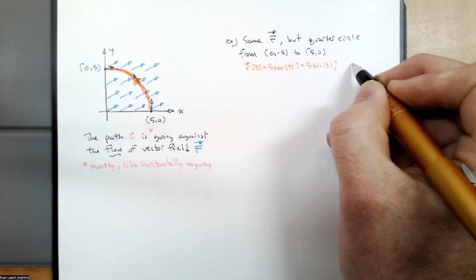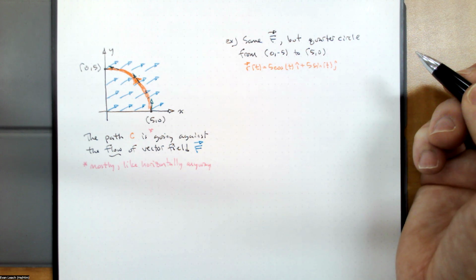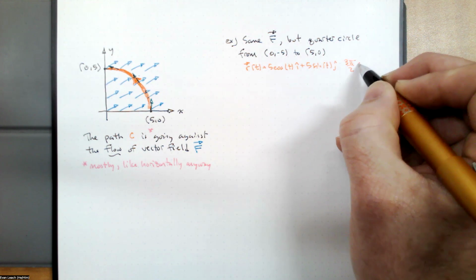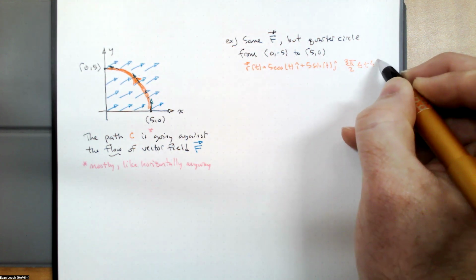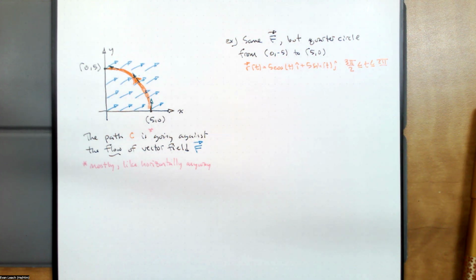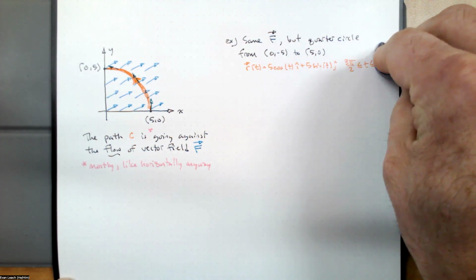But t will now go from, we got a few options. We can go from 3 pi over 2 to 2 pi. Or we can go from negative pi over 2 to 0. I don't know. It depends on what you think of. The best one to use is whichever one you think of first.